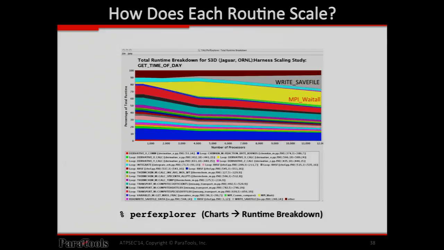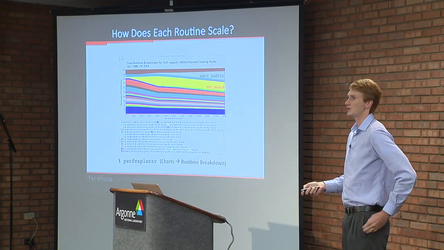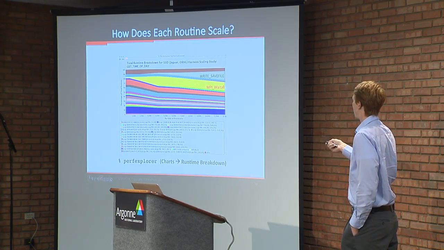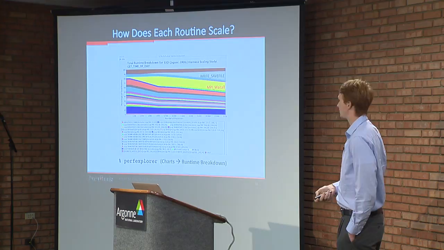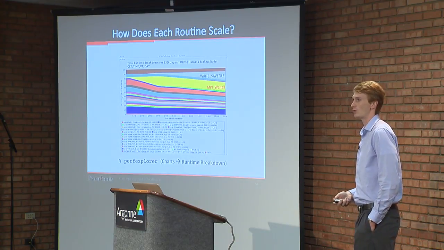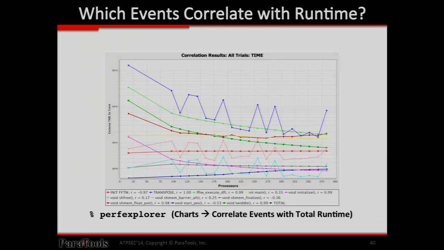Perf Explorer will give you a thing like this runtime breakdown chart, where I can see as the number of processes increase, in this case, my MPI wait all time is increasing, becoming a more significant percentage of my total runtime. And this is due to the time I'm spending in writing this save file. So this led to finding a scalability bottleneck in S3D on Jaguar. We get up to about 12,000 cores, and the time spent in I/O is starting to outweigh the time doing useful work.